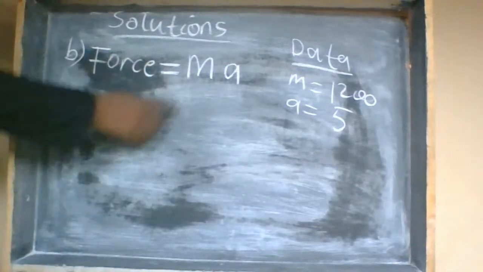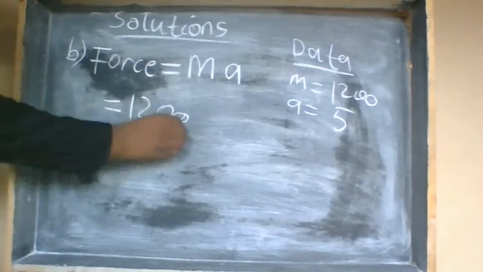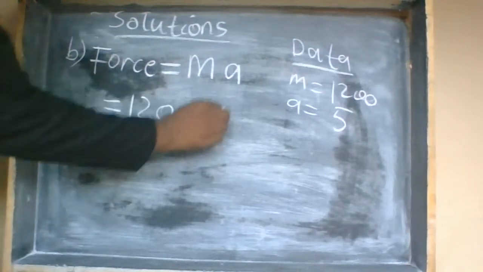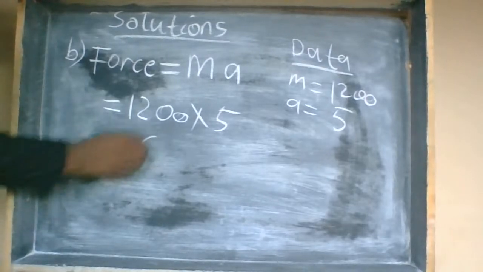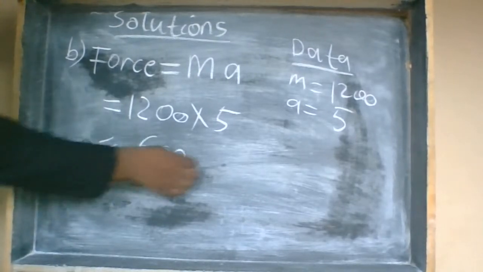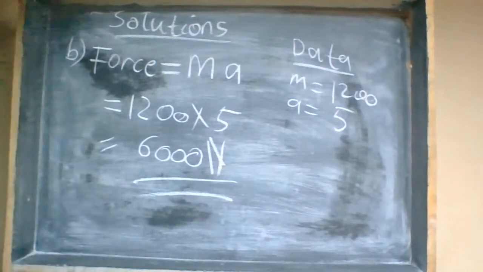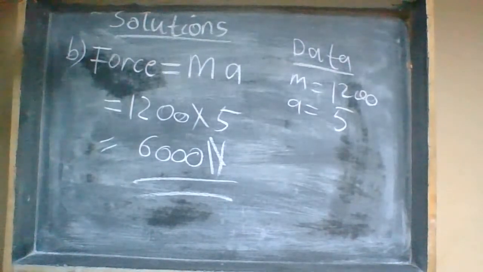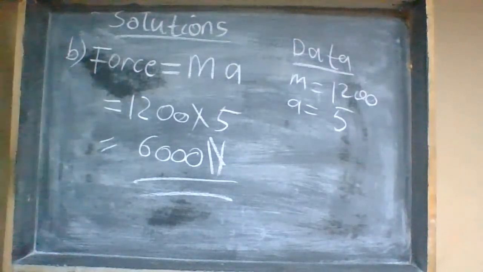So mass is 1,200 times 5. 1,200 times 5, we are going to get 6,000 newtons. That is our force.